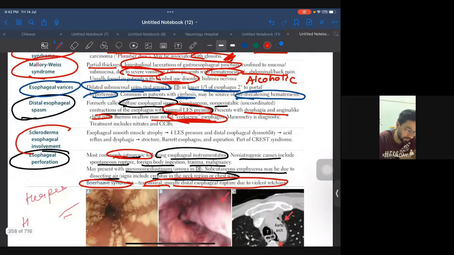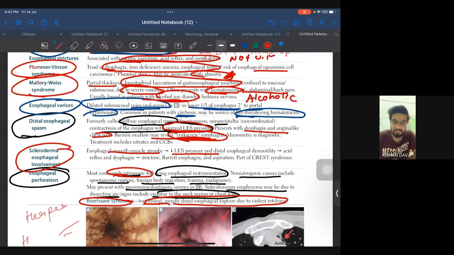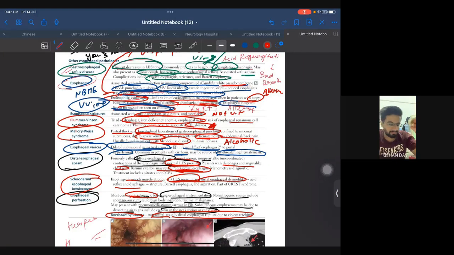Coming to scleroderma, esophageal involvement: esophageal smooth muscle atrophy, decrease in LES pressure. So here you have decrease in LES pressure. In DES, LES pressure was normal. In achalasia, LES pressure was increased. These are the three differential diagnoses that you will be making based on LES pressure. Distal esophageal dysmotility, acid reflux, dysphagia, all the symptoms are going to be similar in all these conditions. Symptoms are mostly similar. Just one word you need to pick out and diagnose. And this is where the problem occurs. This is where there are high chances of getting it wrong. Okay, that's it.